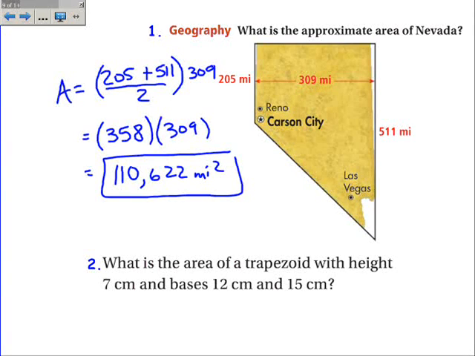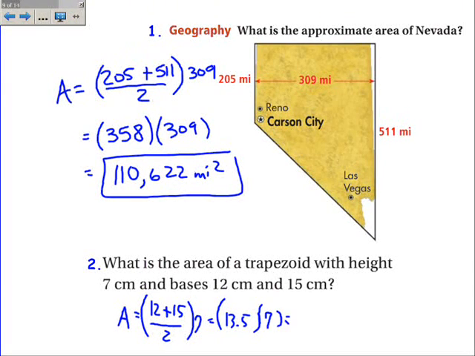Another example: what is the area of a trapezoid with a height of 7 centimeters and bases 12 centimeters and 15 centimeters? Again, the area is the average of the bases times the height. So 12 plus 15 divided by 2 is 13.5, times 7 is 94.5, and the units are square centimeters since I'm finding an area.